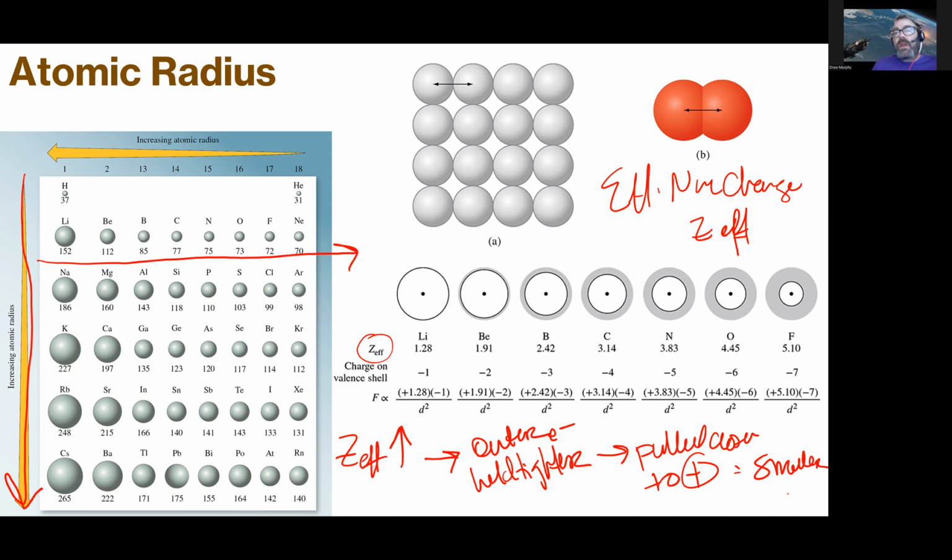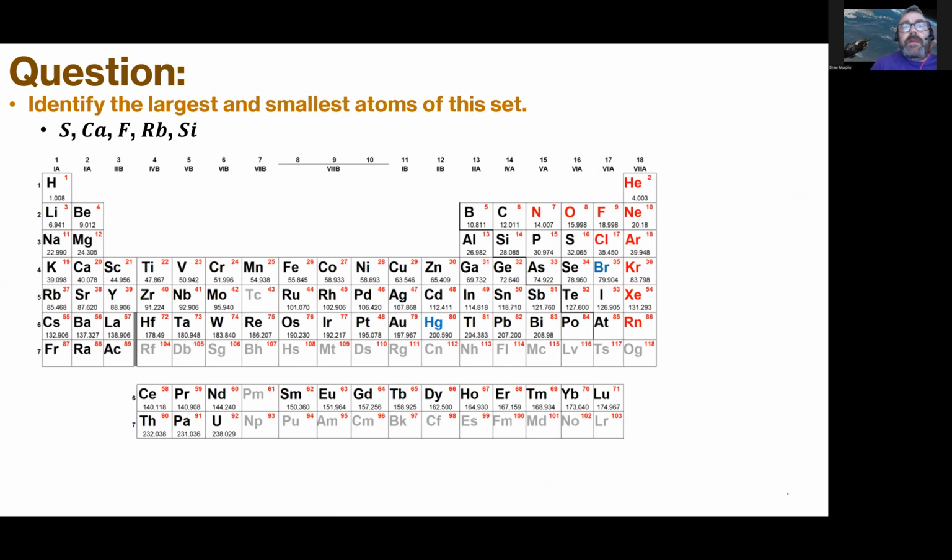One thing we need to be able to do is rank, or identify the smallest and the largest. And when we say the smallest and largest, we mean atomic radius. We're going to think about this through a lot of different trends in the next couple of these. So we're going to compare sulfur, calcium, fluorine, rubidium, and silicon. Task number one is to find them. There's sulfur, calcium, fluorine, rubidium, and silicon.